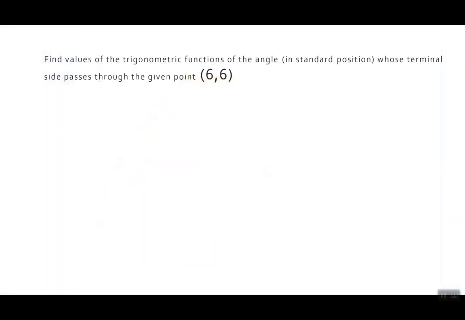Let's find the values of the trig functions of the angle in standard position whose terminal side passes through the given point, (6, 6). So what does this say? This says that we have a triangle. The point at the top is (6, 6). My horizontal distance would be 6. My vertical distance would be 6. And I first need to start by finding my hypotenuse, x.